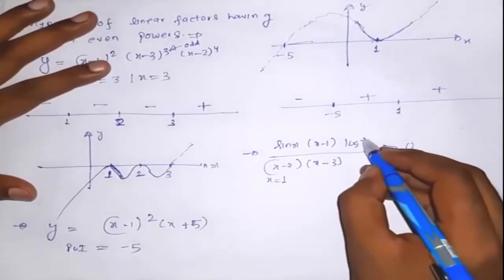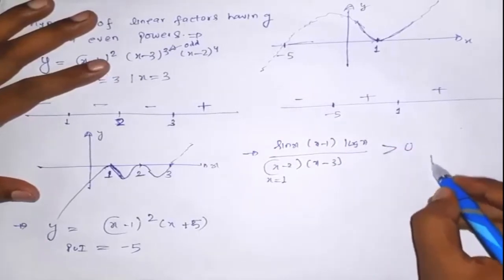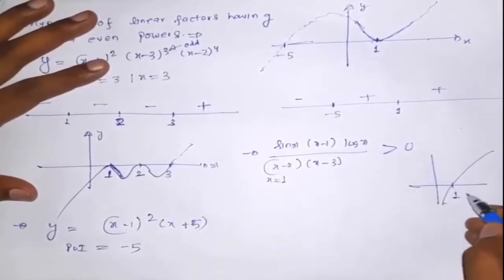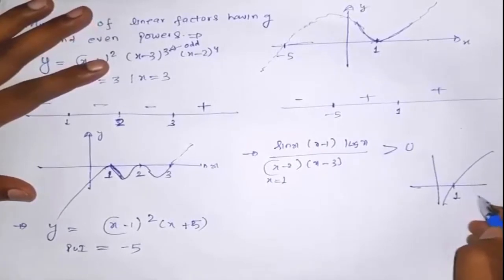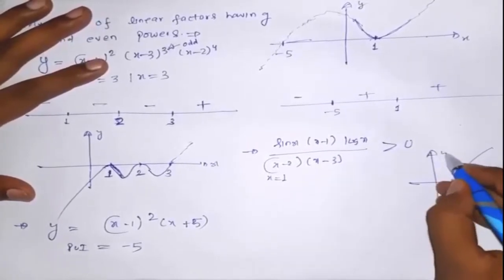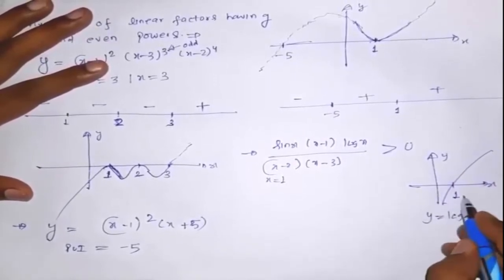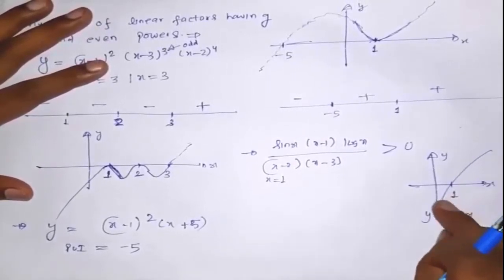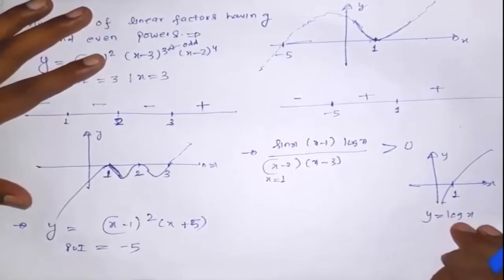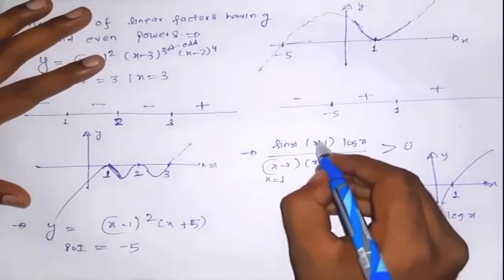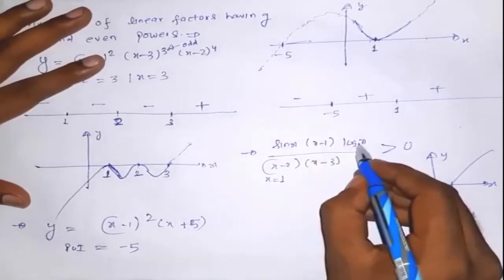Okay, so what will we do? We will draw the points of inversion. x equals 1 is a point of inversion. As far as log x is concerned, if we draw the graph of log x, it will be like this, with 1 on the x-axis.